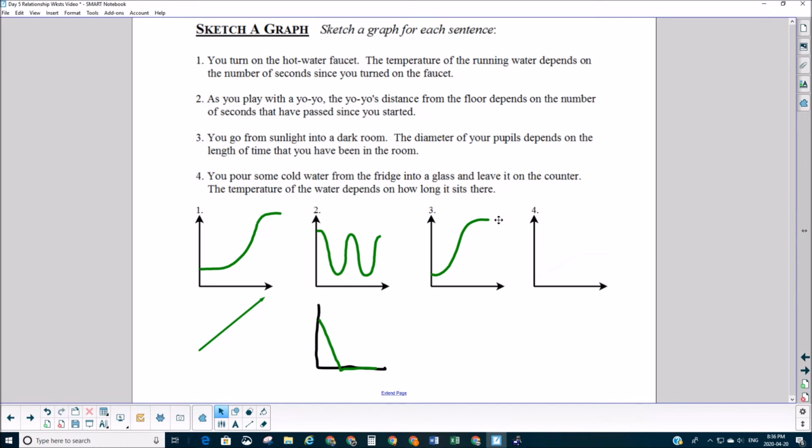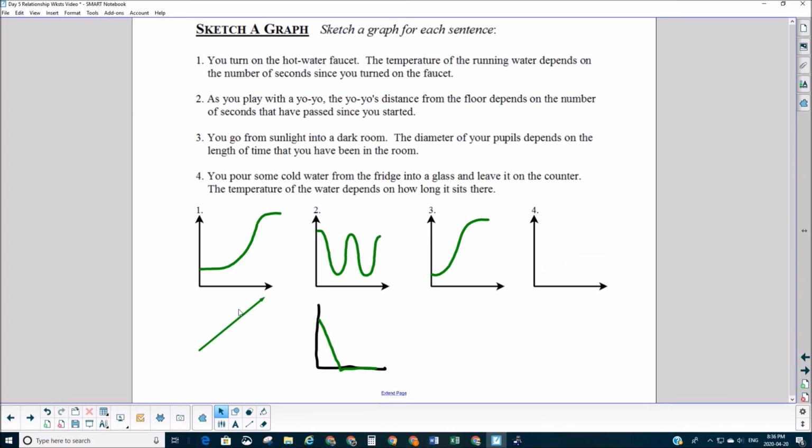That's why it hurts. Okay, next, you pour some cold water from the fridge into a glass and leave it on the counter. The temperature of the water depends on how long it sits there. Okay, so if you're pouring cold water from the fridge, the temperature is going to start pretty low. I don't think it's going to start at 0. Again, that would suggest that it's frozen. Okay, but when you leave it on the counter, the temperature is going to warm up.